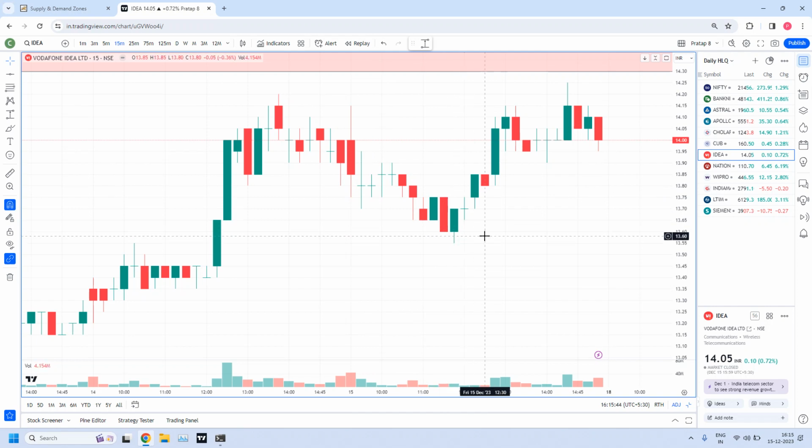Probably what I am thinking is that there could be so much algo trading happening in Idea. Only then do you get such kind of candles. See, all these candles look systematic. The open of this candle and the open of the previous candle are the same. Open and close are the same.